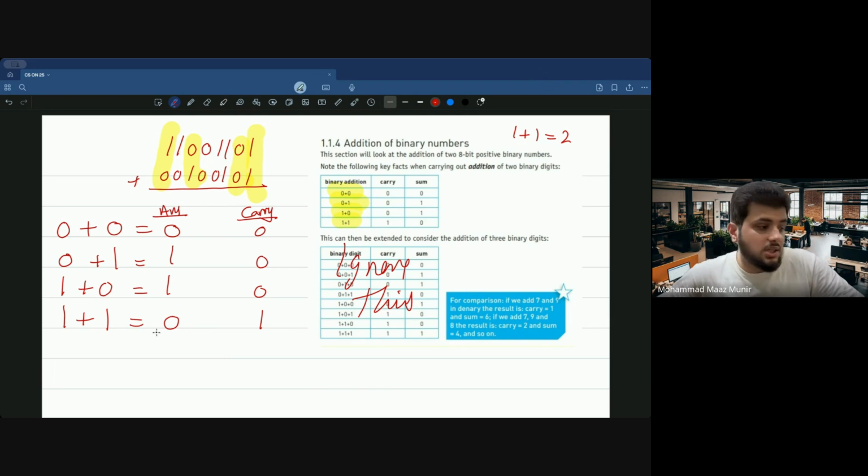1 plus 1 is what? 1 plus 1 is a 0, right? 1 plus 1 is a 0. So I'm just going to be writing a 0 up here, but carry 1. So I'm going to take a 1 up here. Now look at this, 1 0 0.